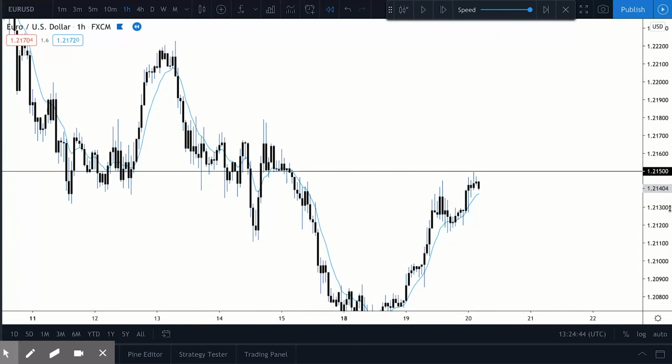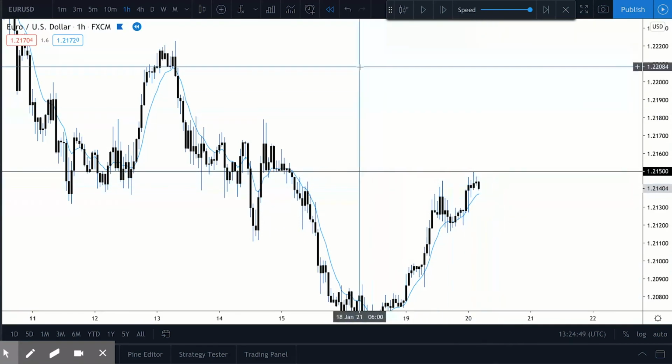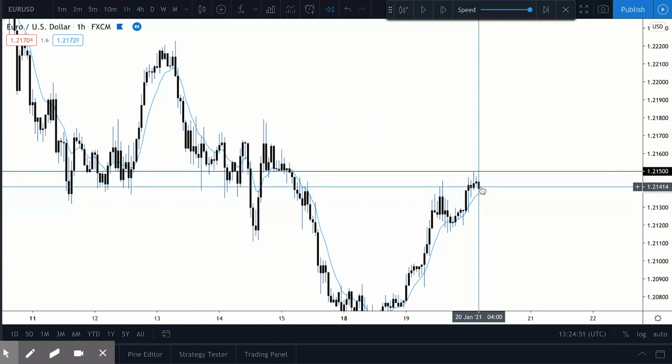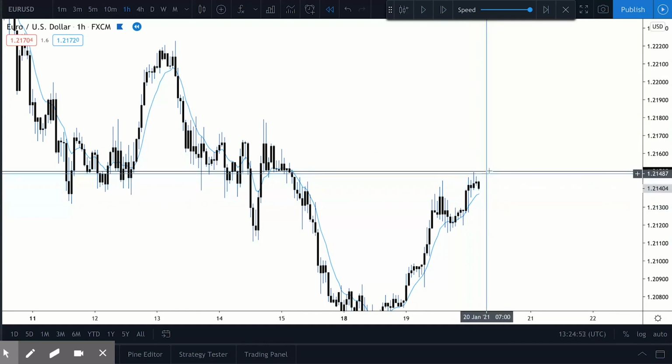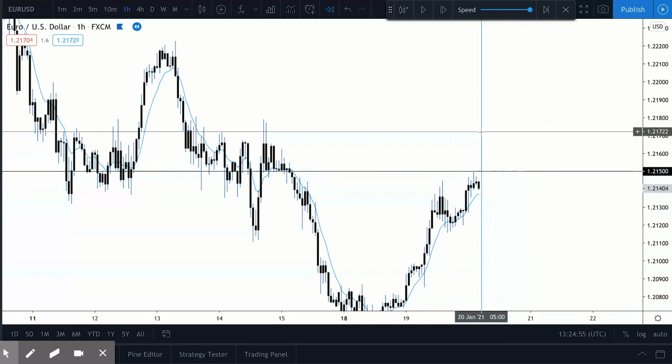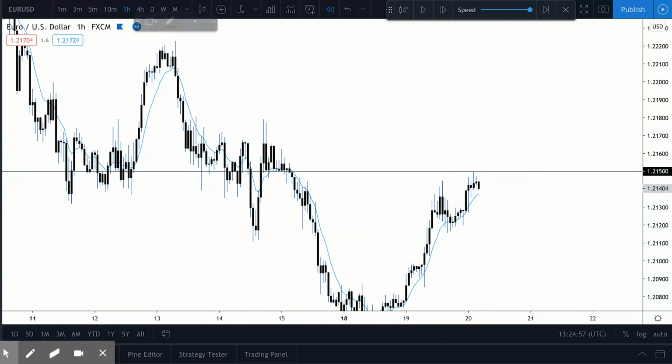Okay. So as you can see, we've come just shy of the 50 level. Now, this can actually, in many instances, work as a retest. But we do have to be wary when this happens that the market could push a little bit higher to retest the 1.21500 level before it does actually make its move down.